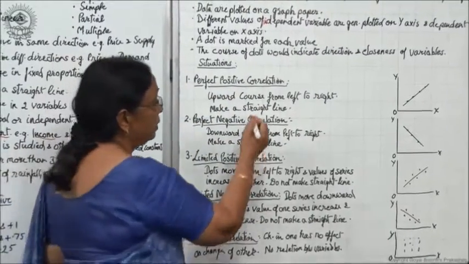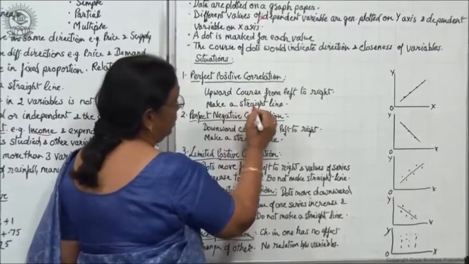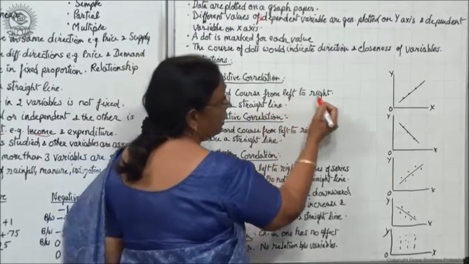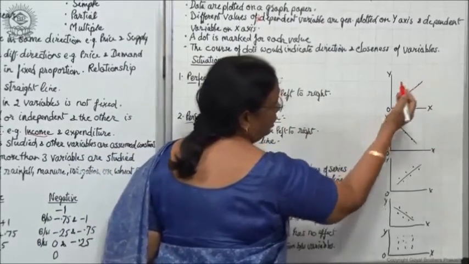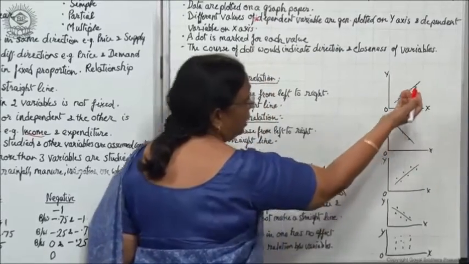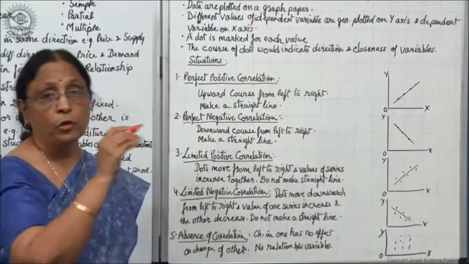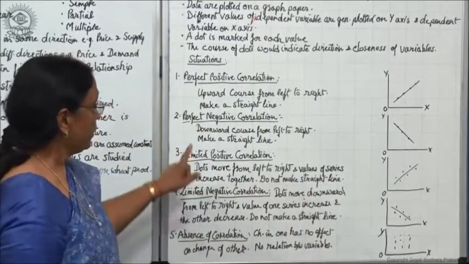And the straight line is moving from left to right. It is moving from left to right and the dots are on a straight line.